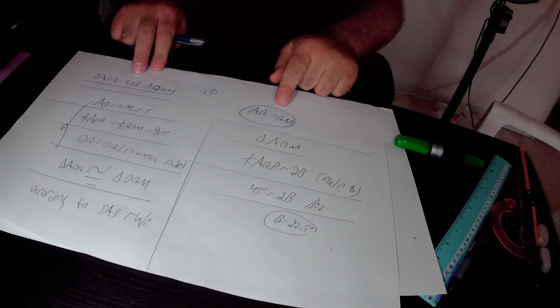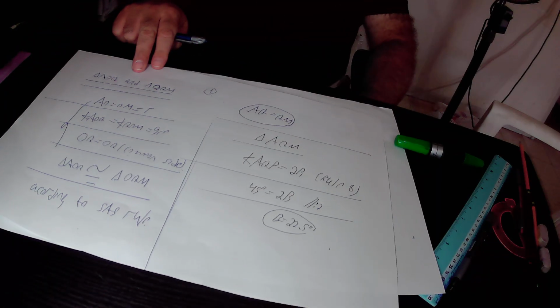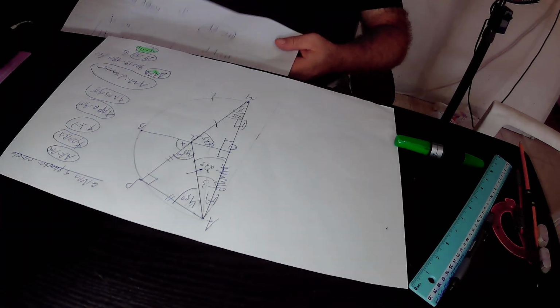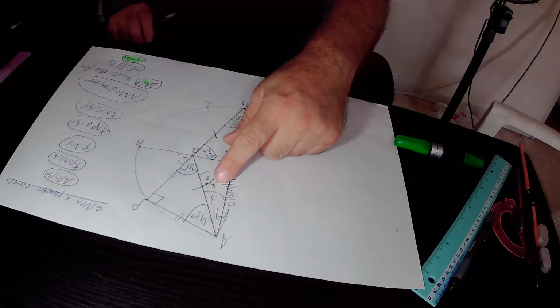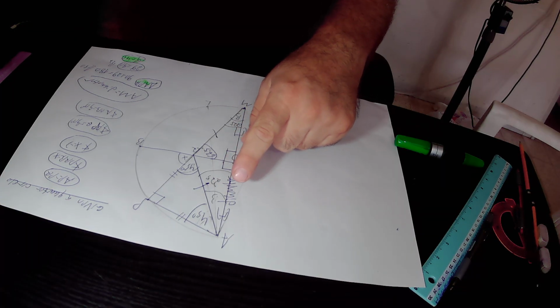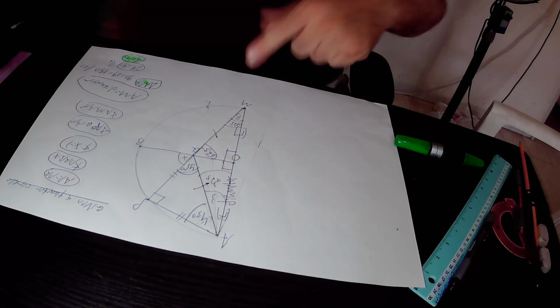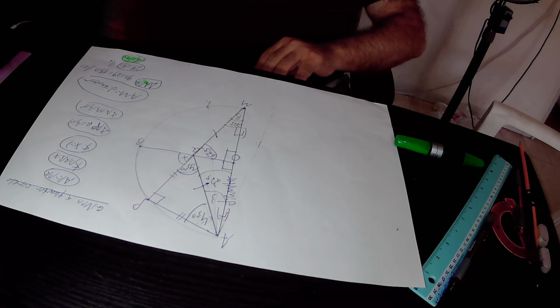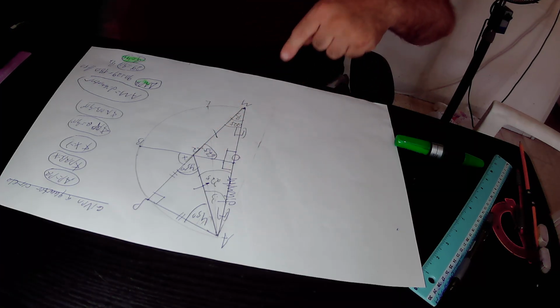AQ equals QM according to the rule that corresponding sides in congruent triangles are equal to each other. Those two triangles can go into each other, therefore the two corresponding sides, that is to say AQ and QM, must also be equal to each other, according to the rule that corresponding sides in congruent triangles are equal. So AQ equals QM.